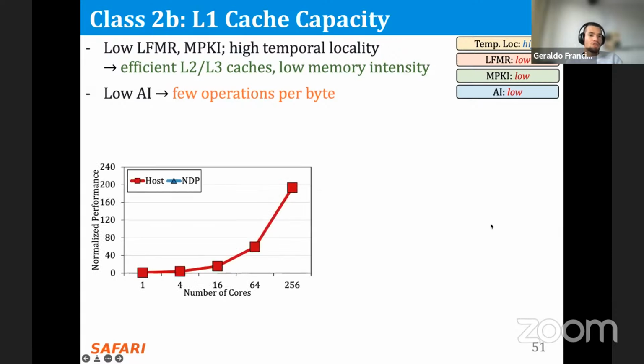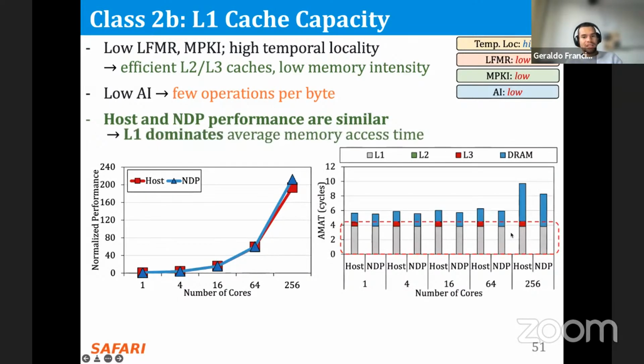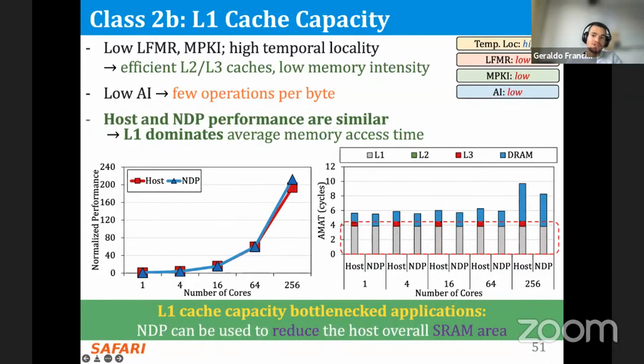We observed that the host performance and the NDP performance scale in a similar fashion, even though the NDP has fewer on-chip caches. Such a reduction in SRAM does not hurt performance when moving to the NDP system, since the L1 cache present in the host and NDP system dominates the average memory access time for such applications. We conclude that even though the NDP system does not mitigate any memory bottleneck for these applications, it can still be useful for reducing the overall SRAM area in the chip.